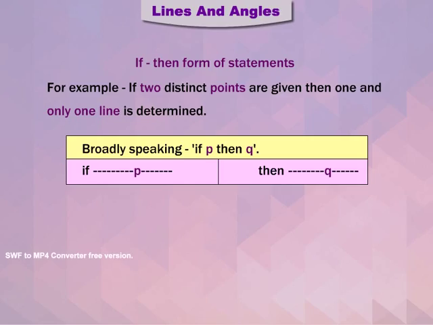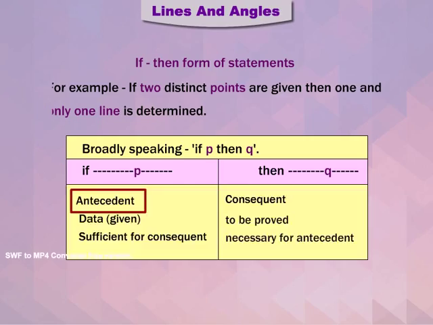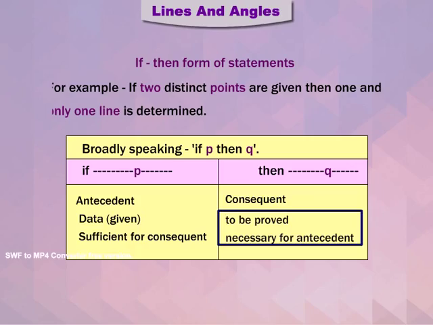Broadly speaking, if P, then Q. From F to P, it is antecedent. Data given sufficient for consequent. And from then to Q, it is consequent. That is to be proved necessary for antecedent.